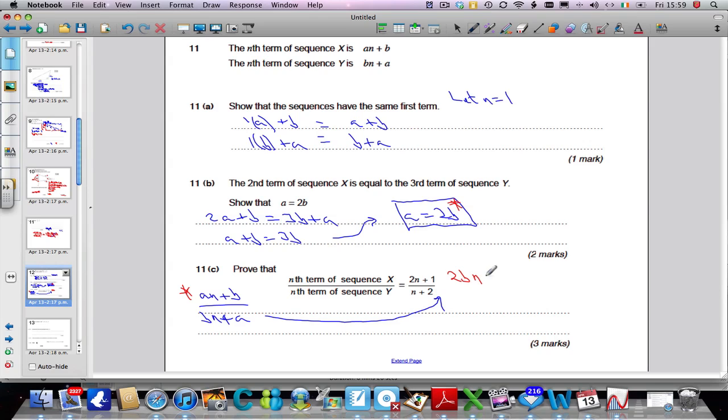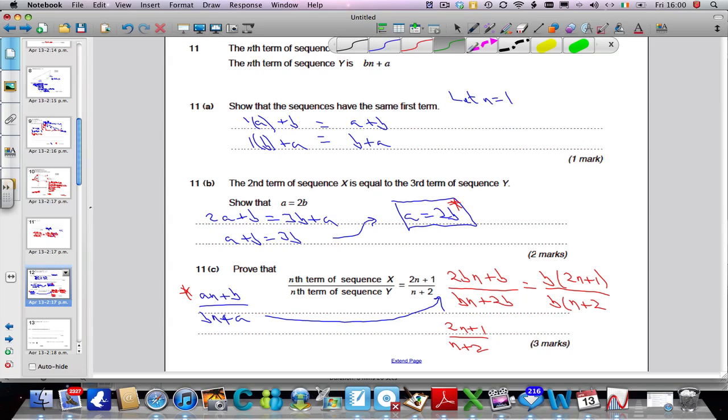So we get 2b times n plus b over bn plus 2b. Factor b out of both expressions. We get b into 2n plus 1. Factor b out here. We get b into n plus 2. Cancelling b's above and below, we get 2n plus 1 over n plus 2, which is exactly what we were asked for. So I cancel these two b's out, divide top and bottom by b.